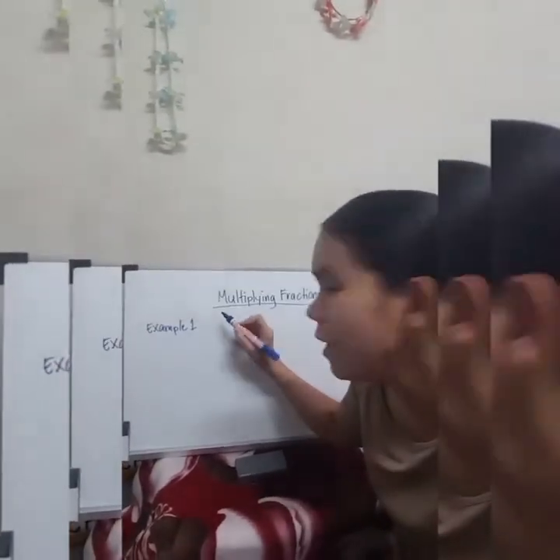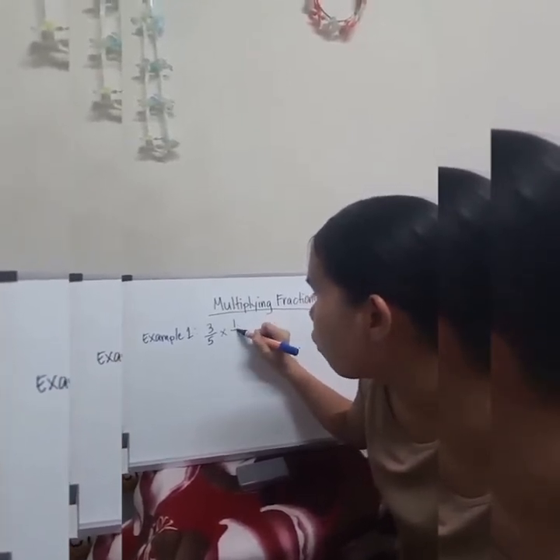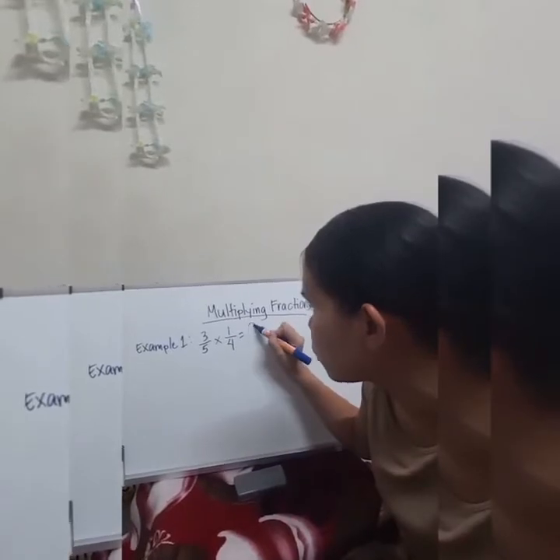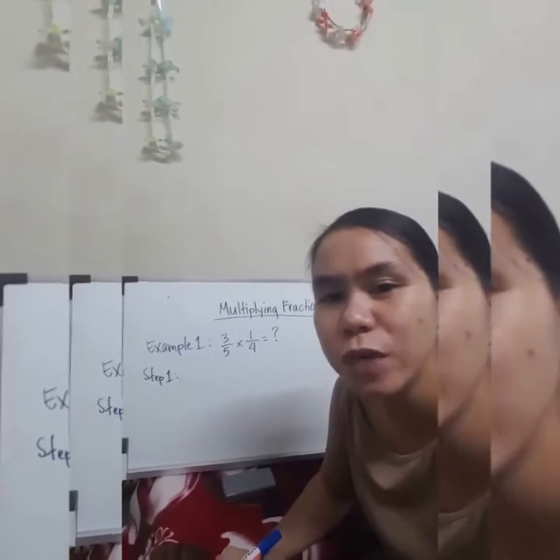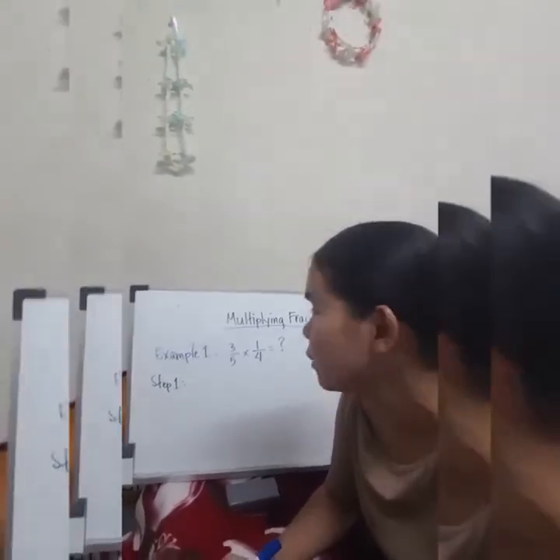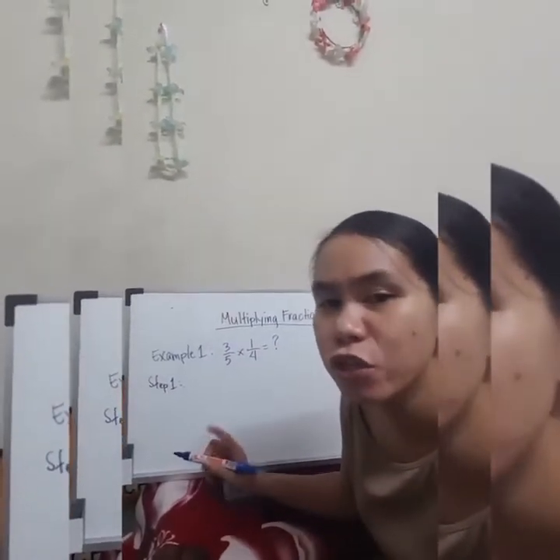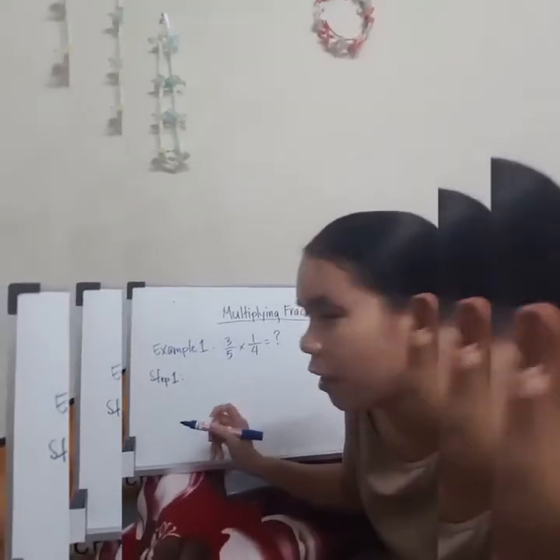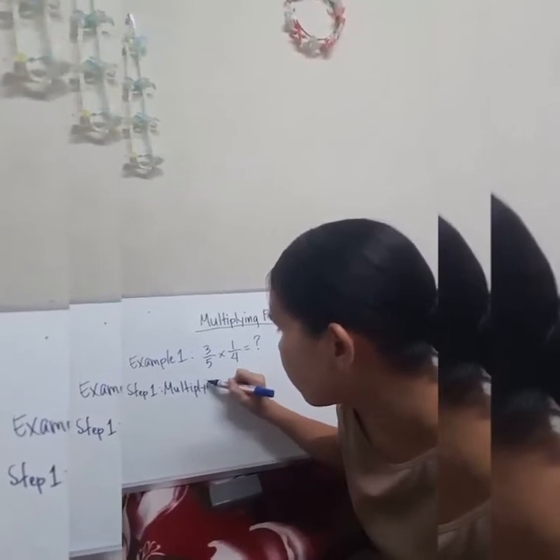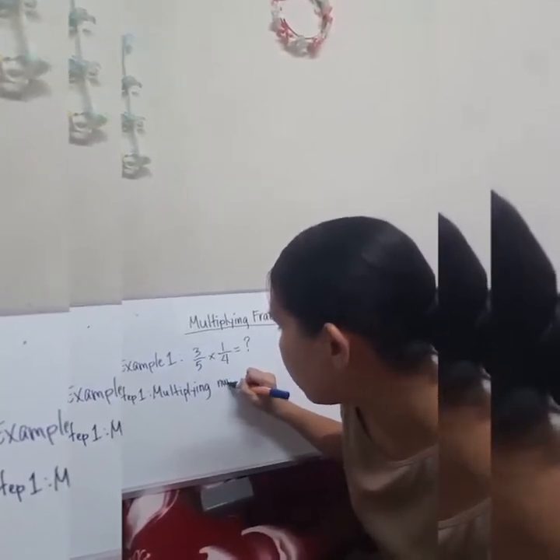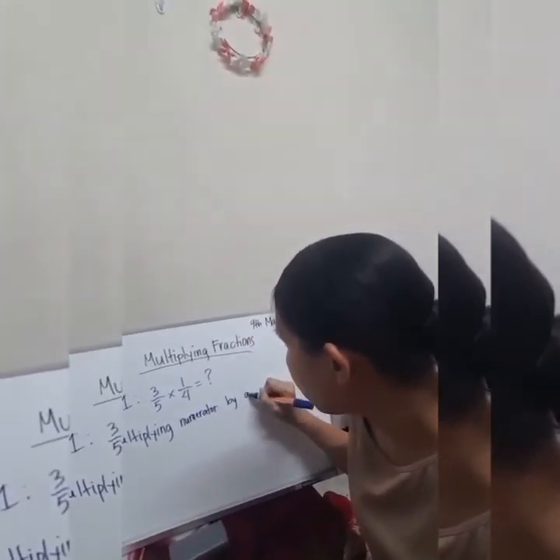You want to multiply 3/5 times 1/4. So you need to find what your answer is over here. But before that, you need to follow the steps so that you will get the correct answer. So step 1, you need to multiply the numerator by a numerator. Again, multiplying numerator by a numerator.